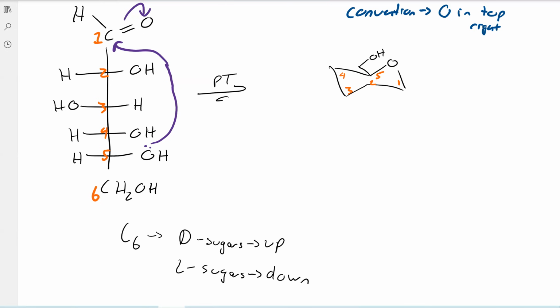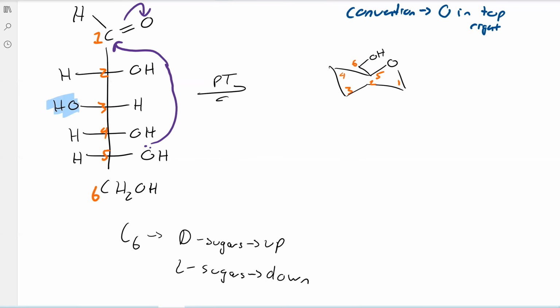And what you can tell here is that it's in the equatorial versus the axial position, right? That may be partially the reason why we only see D sugars. Remember, the equatorial position is more stable, right? So there's carbon number 6. And then the rest of it really isn't too bad.